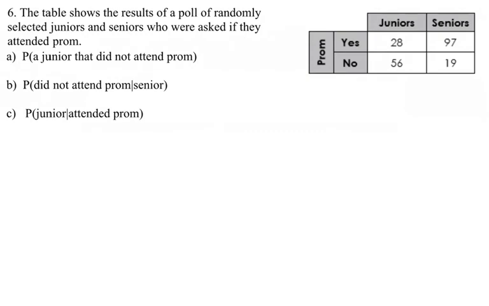All right, number 6. The table shows the result of a poll of randomly selected juniors and seniors who were asked if they attended prom. We want to find the probability a junior did not attend prom. So this has nothing to do with conditional probability. This is just regular stuff. So there are 56 juniors who said they did not attend prom. And if I add all the juniors and seniors up, I get 200. And that reduces to 7 over 25.